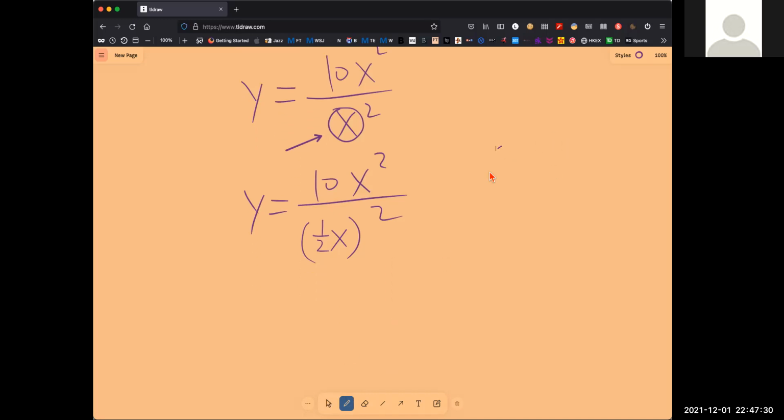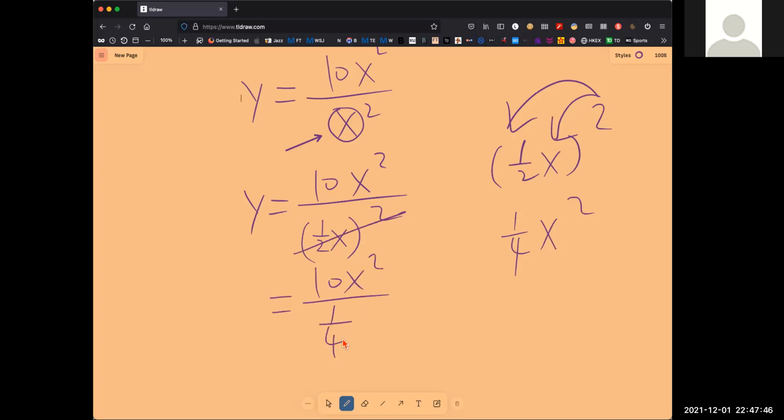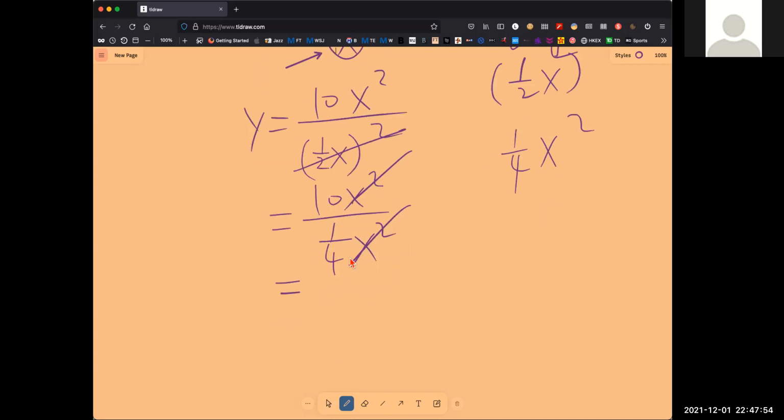Once you get this, you just simplify. How do you simplify this? Half squared, you use your calculator, you will get 1/4. x squared stays x squared. So this whole thing becomes 10x squared over 1/4 x squared. The x squared and x squared cancel each other and you end up with 10 over 1/4, which using your calculator is 40. They ask for the value of y, so y is 40. That's how you do question 8.